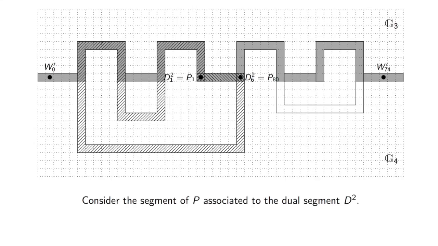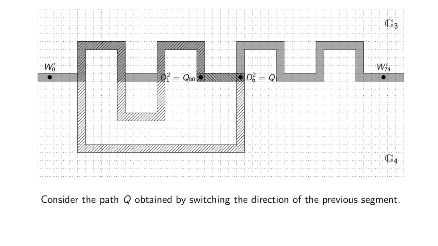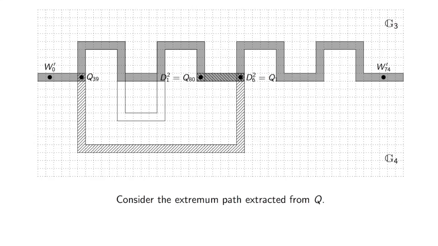Now remark that the position P1 is the first position of the dual segment D2 and the position P80 is the last position of the dual segment D2. Then, we need to switch the direction of this segment. Indeed, by definition, the interior of a dual segment is always the right side of the window of the interior. Thus we consider the following path Q. The window of the interior of the dual segment D2 is the concatenation of D2 and Q. The interior of D2 is the right side of D2 and Q.